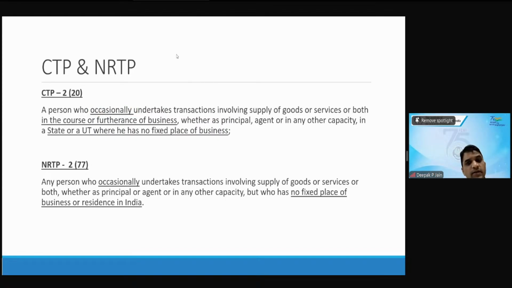Casual taxable person is a person who is supplying goods and services and has no fixed place of business. Correct. So there is a definition in our understanding terms. What you're saying is also right.